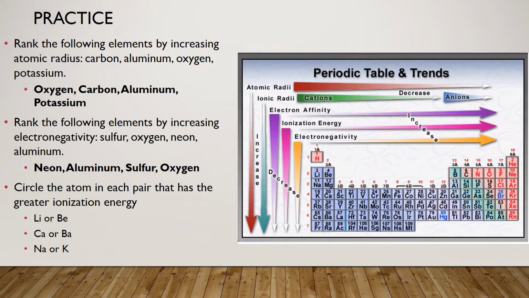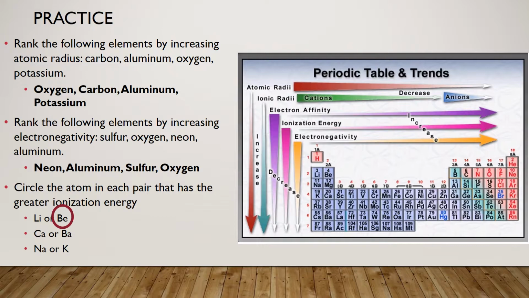Okay, and now we're just going to compare two different ones. So we have lithium and beryllium, and we want to know which one has the greater ionization energy. So ionization energy, remember, increases as you go from left to right. Ionization energy is the amount of energy it takes to take an electron. So beryllium is the furthest to the right, therefore beryllium has the greater ionization energy.